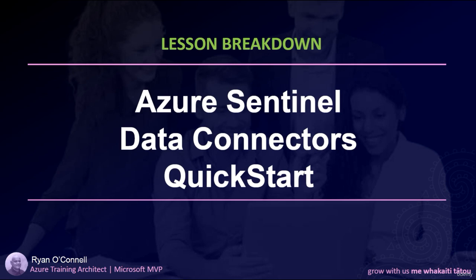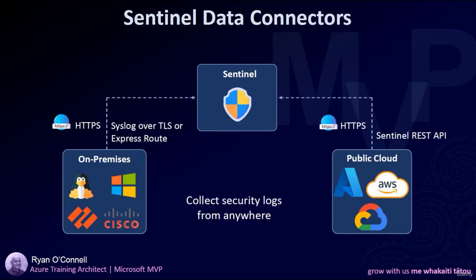Azure Sentinel data connectors. So the Azure Sentinel data connector, what it does, it allows us to connect our various products such as our Cisco firewalls or Palo Alto firewalls, Linux or Windows, or even stuff within Azure and AWS and GCP. It allows us to gather those security logs and bring them into Sentinel so that we can troubleshoot our environment and keep our environment secure.